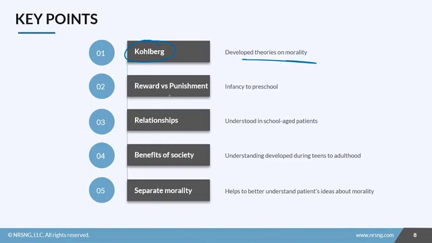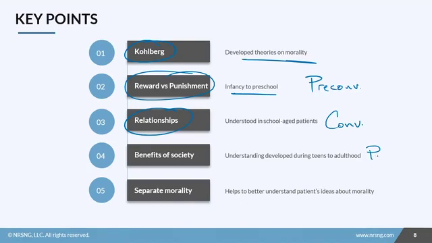For your pre-conventional stage, you're really focusing on reward versus punishment. So this is infancy to preschool. Your school-age children here in your conventional stage are really going to start to focus on relationships and building those and how they fit into society. And then lastly, in your post-conventional stage, you're looking at the benefits of society as a whole, and understanding is developed during the teens through adulthood.